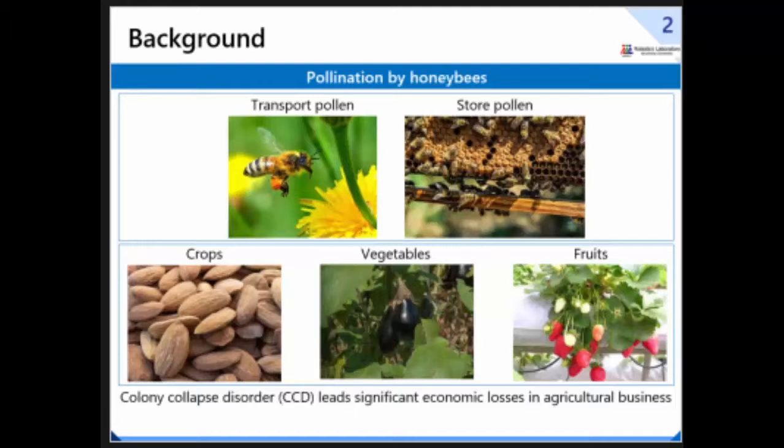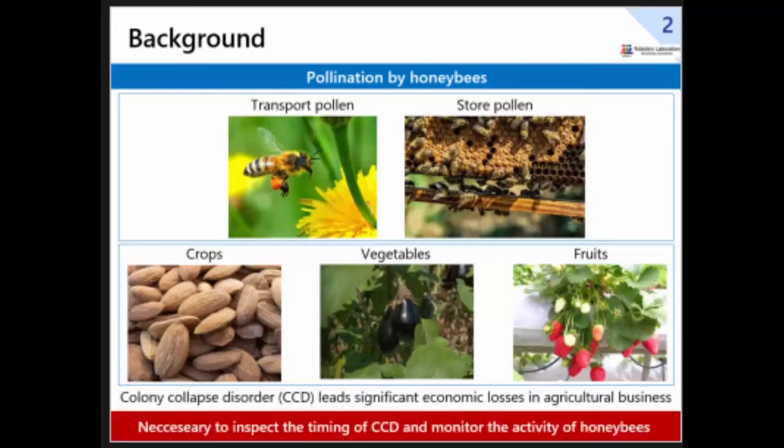Colony collapse disorder, CCD, is a social problem causing significant economic losses in the agriculture business. It is when worker bees disappear in a colony. So we need to inspect the timing of CCD and monitor the activity of honeybees.